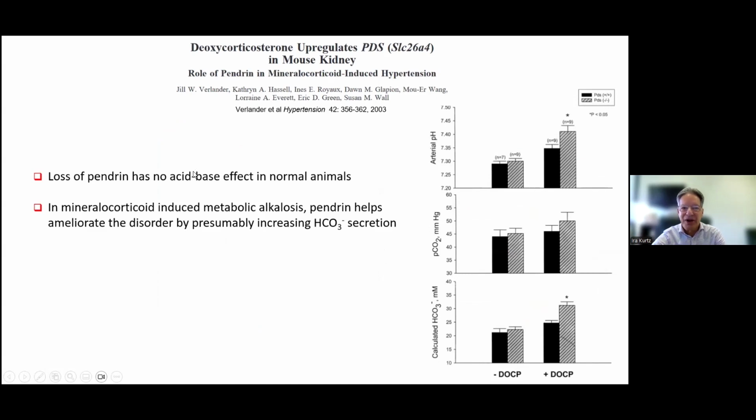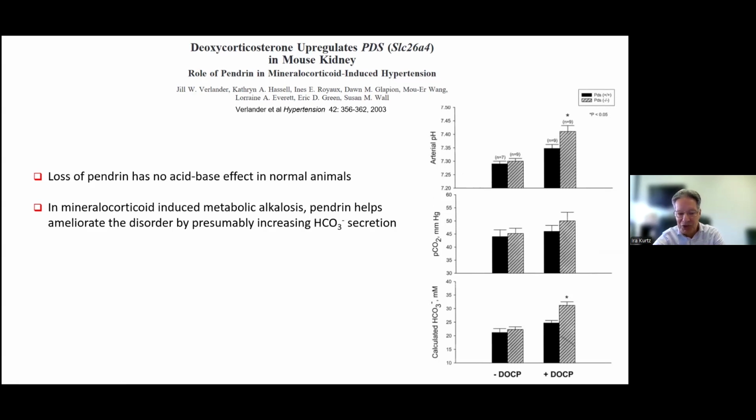Now, other studies were done trying to look at the importance of pendrin in normal animals versus perhaps stimulated with mineralocorticoids, et cetera. So the idea was, let's look at the systemic acid-base status, not fancy studies like in vitro perfused tubules or measuring ion delivery within the lumen of the tubule, but let's just look at systemic acid-base balance. And what they found was that if you do look at the knockout mouse, the acid-base balance is no different. The black is wild type, the hatched is knockout. You can see that the pH, PCO2, and the calculated bicarbonate are no different, whether you have pendrin or not. So in the knockout mouse, it doesn't affect your systemic acid-base balance.